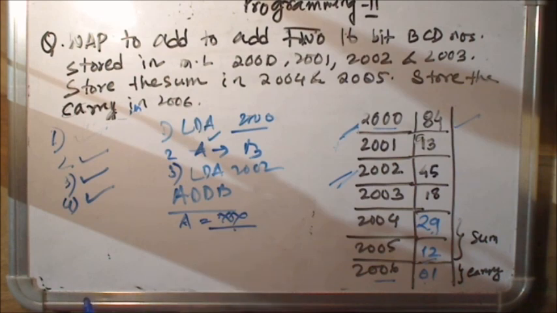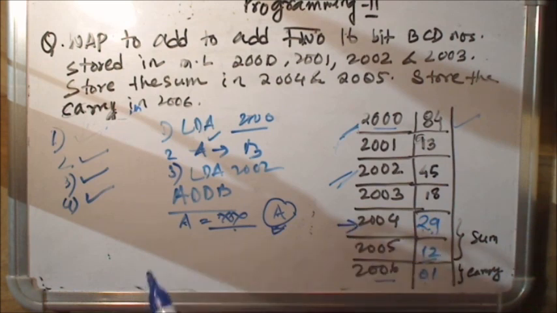Then what will we do? We will perform DAA, so the answer will still be in A. That is 29. After you perform the DAA, your answer will be in A only. So store this from A into memory location 2004, which is 29.